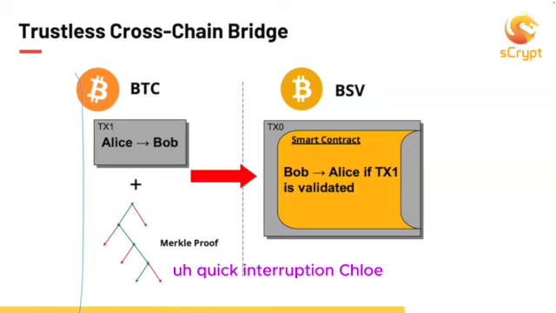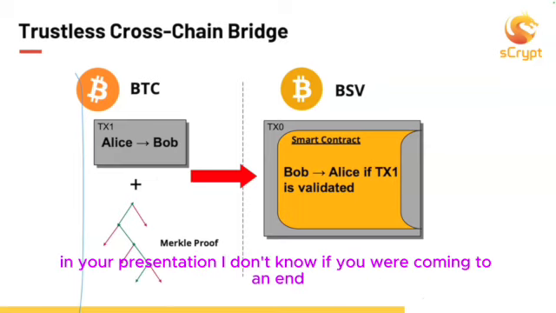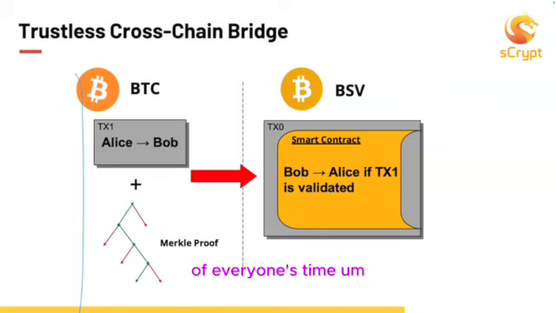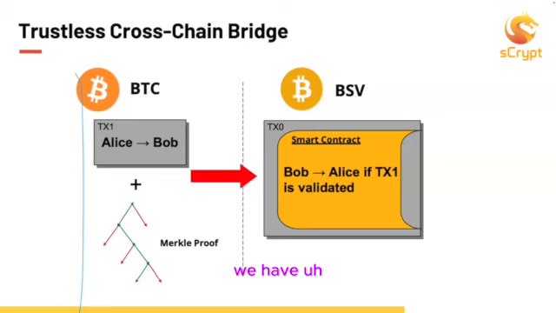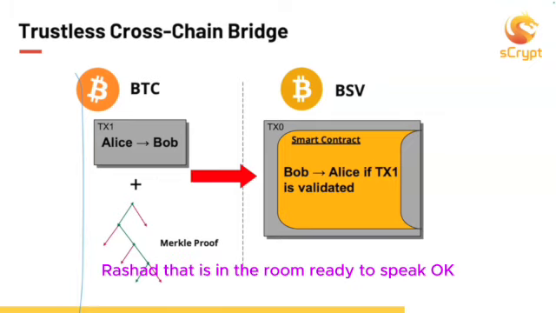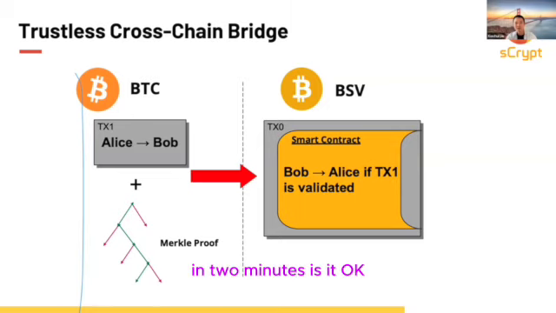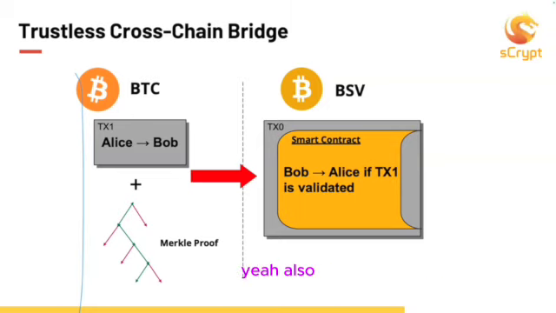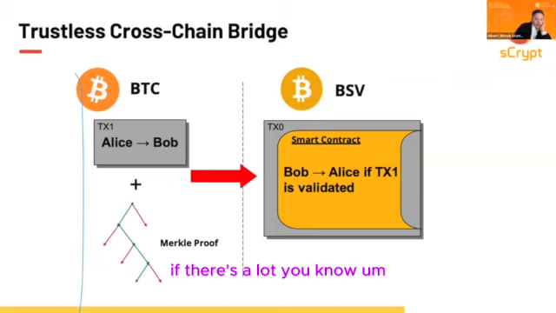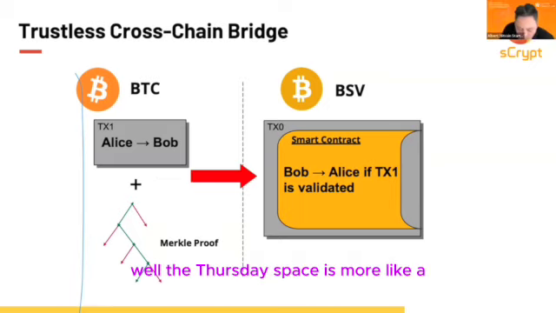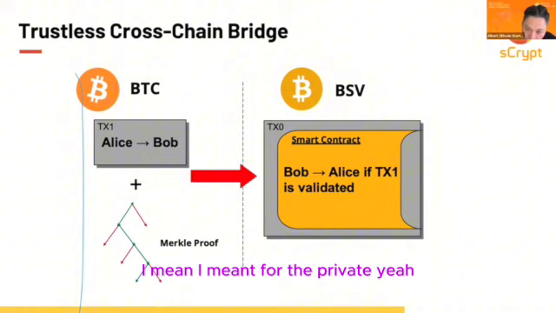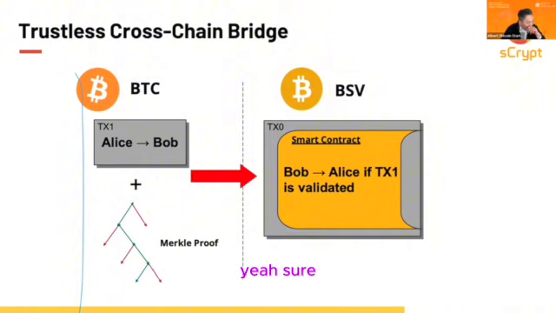Okay. Quick interruption, XiaoHui. We're running up on time. I don't know how long you still had in your presentation, or if you were coming to an end. I just want to be mindful of everyone's time. How much time do I have? Well, technically we're over now. We have Rashad in the room ready to speak. Oh, okay. Let's quickly wrap it up, I think in 2 minutes. Is it okay? Yeah, for sure. Also, if you have time, you can always come back in too. We also have the Thursday space, right? So I can also talk over that. Well, the Thursday space is more like a public thing. Okay, I meant for the private. Yeah, for the spaces we're going to send you an invitation. Yeah, sure. I'm more than happy to come back.